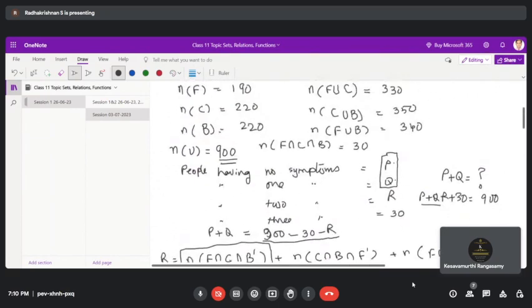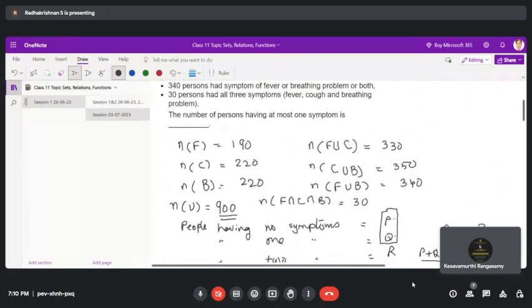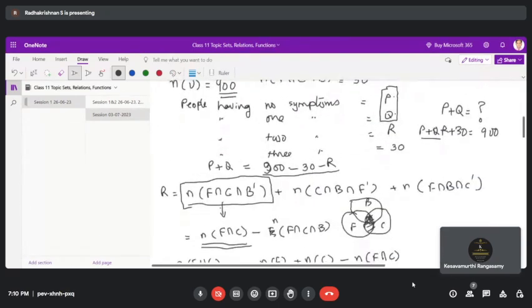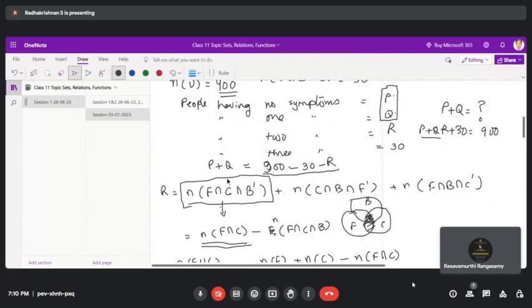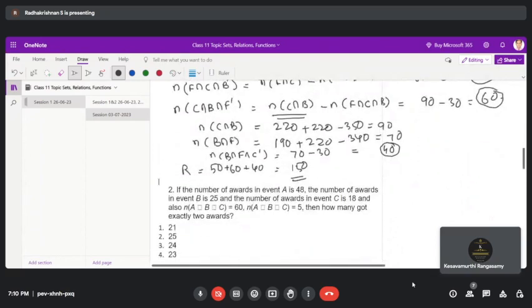In two symptoms, right? Number of persons having at most one symptom. So we have found out R. But that is not the end of it. We have to find out P plus Q, right? P plus Q is 900 minus 30 minus R. So R we have found out.